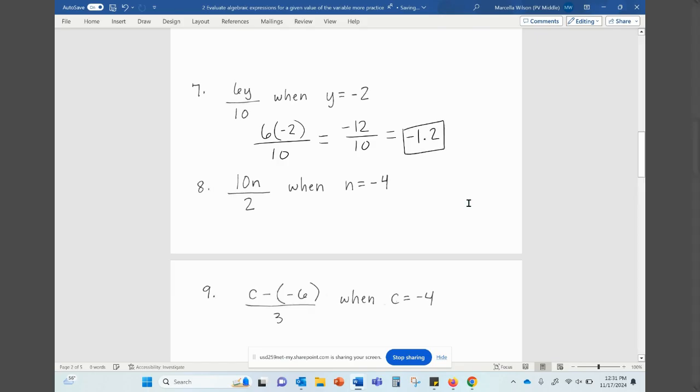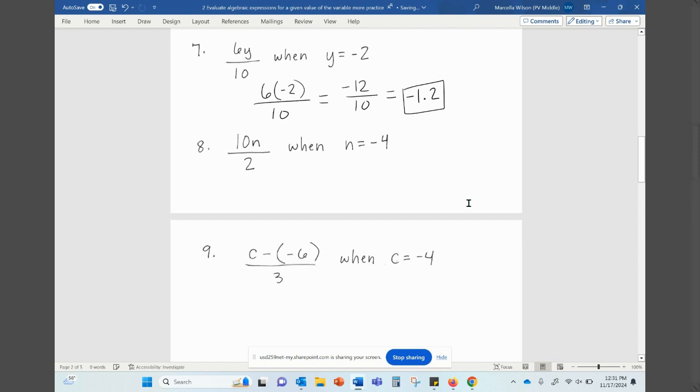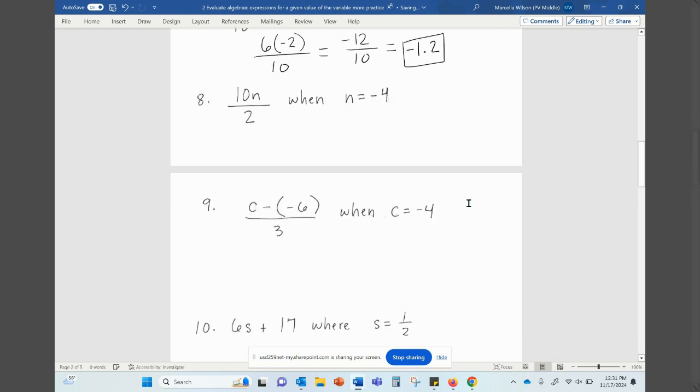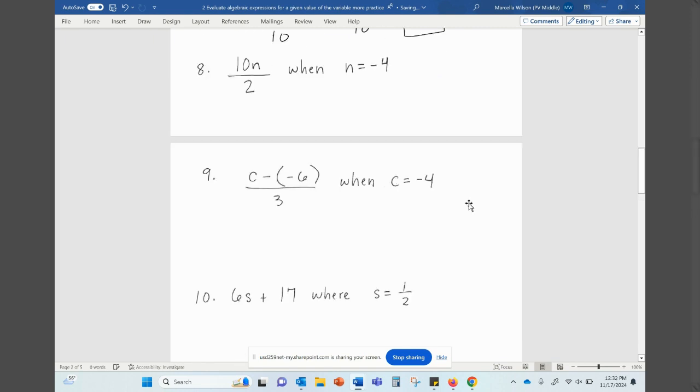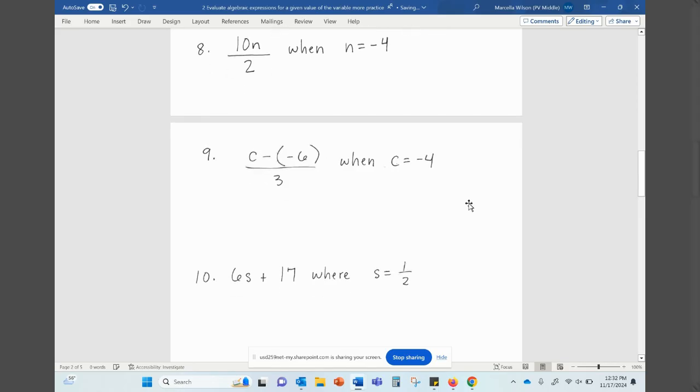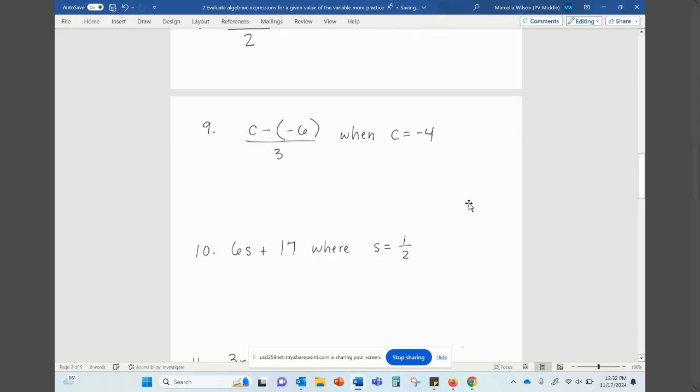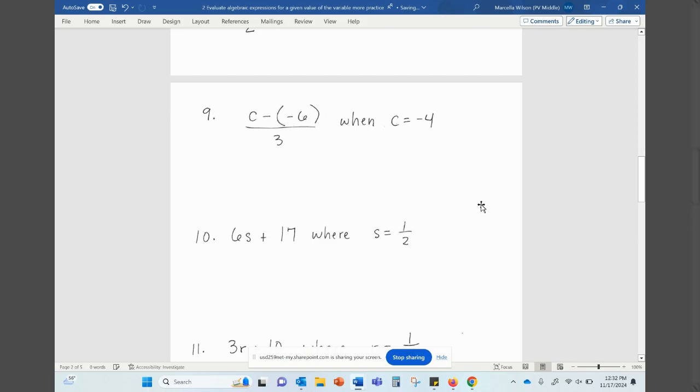All right, so 8 looks like 7. So I'll let you do that on your own. 9. Should I do 9 for you? You know what? I'll set up 9 for you and I'll let you solve it.